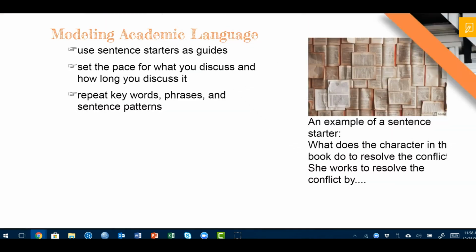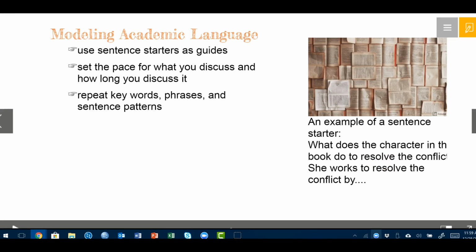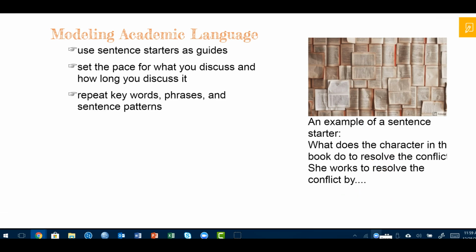So for the first one here, modeling academic language. The idea here is, right, you are a model for how academic language should look, okay, and how we speak it and how we communicate it. One way to do this is to use sentence starters as guides. And so you'll see over here to the right, I have an example of a sentence starter. Although for some reason it didn't quite show up exactly, so I'm just a little off the screen here, I apologize, but I'll read it.